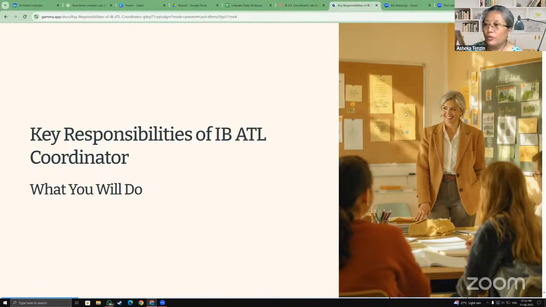Okay, so the main reason why we are here is to know more about the key responsibilities of an IB ATL coordinator. So when I talk about IB ATL coordinator, this can be a single role where the coordinator looks after the ATL skills, how they are mapped, or how these skills progress from kindergarten to grade 12. Okay, so this can be a whole school role.